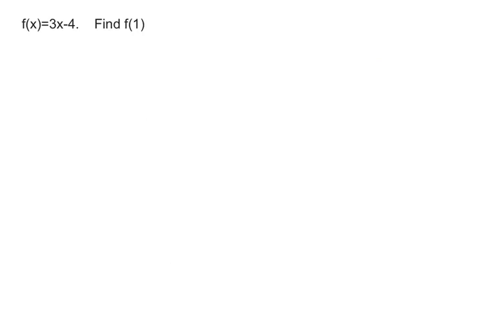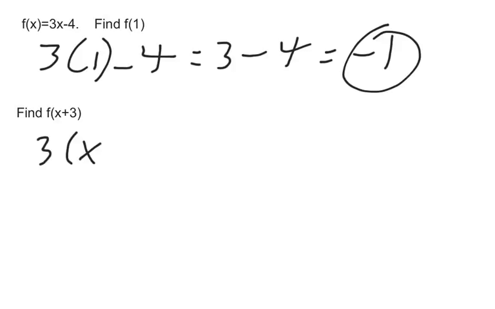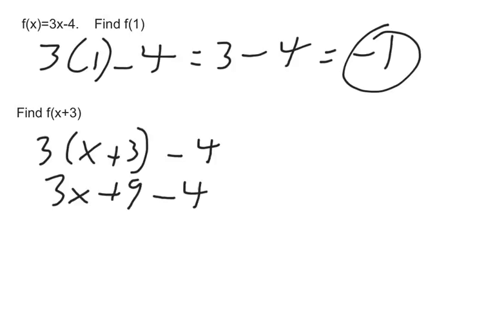The next example has a little function notation. So we just have to put in the 1 where we want it to go, and then obviously we do the multiplication before we subtract, and we get an answer of negative 1. A little bit harder, not much, would be doing f of x plus 3. So instead of plugging in 1, I'm going to plug in x plus 3 this time. Now we're just going to simplify this as much as possible. So we got 3x plus 9 minus 4, which means we got 3x plus 5 when we combine those two.